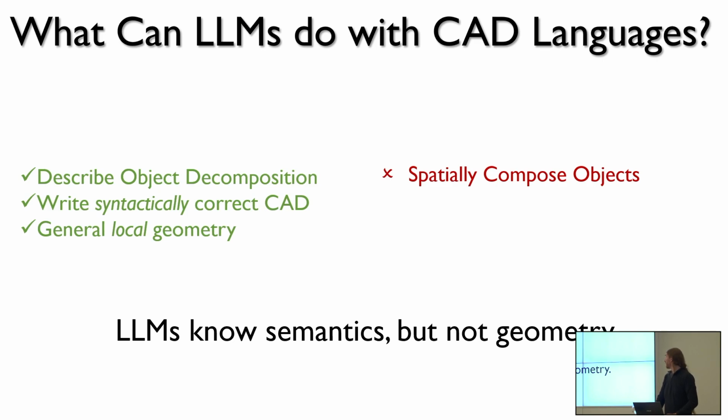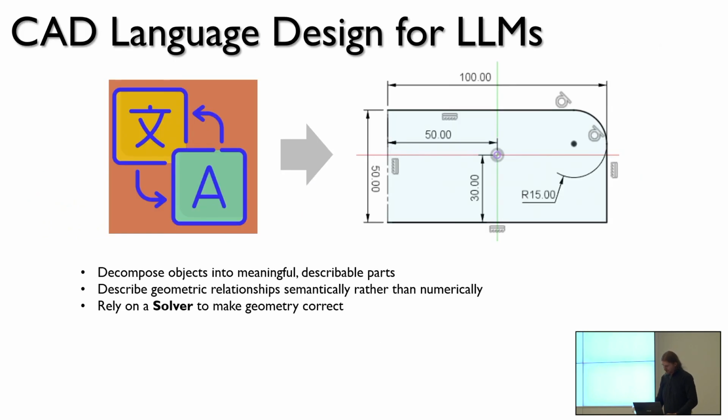But this can inspire a solution. So based on the observations, I'm attempting to make a CAD language designed to be used by LLMs. What it does is it decomposes objects into meaningful describable parts with semantic names. And it describes the geometric relations semantically rather than numerically. So instead of saying this coordinate x is 0 and the coordinate of this x is -3, to say something's to the left of it, you just say this is to the left of this. And then it relies on a solver to make the geometry correct.